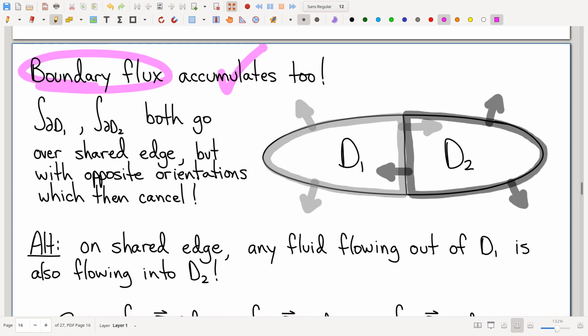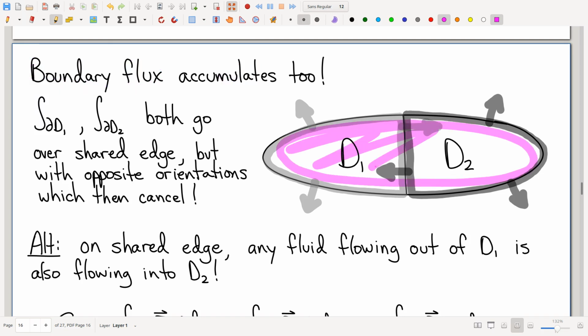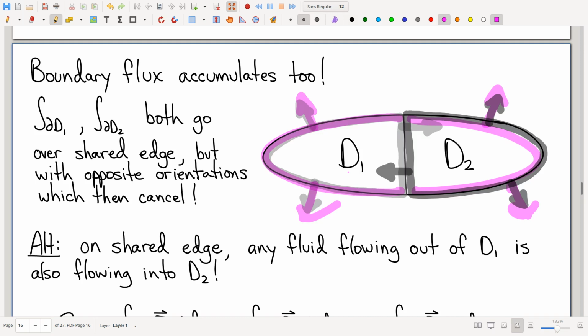Why is boundary flux an accumulating quantity? Well, here is a whole set, the boundary of which is like this. So there's the boundary of the whole. Now let's look at the left piece. Here's what its boundary looks like.